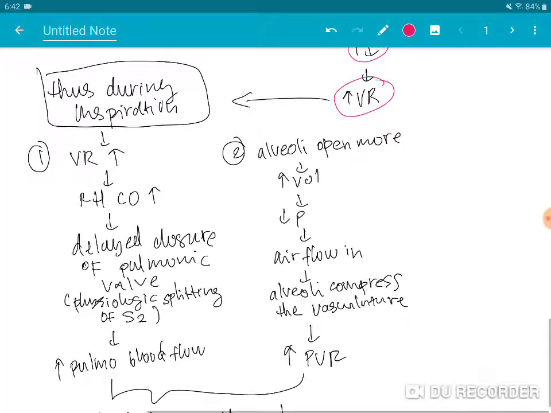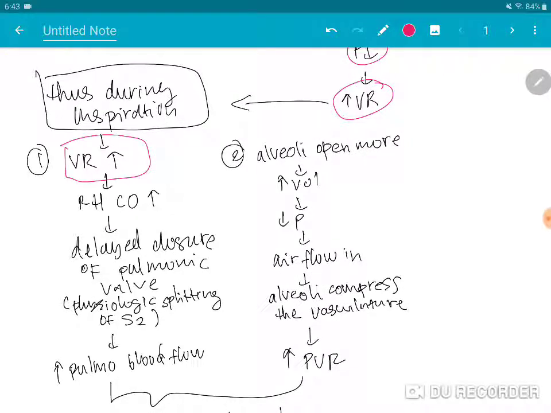So what happens during inspiration? As I mentioned above, during inspiration the IPP value becomes more negative and PTM becomes more positive. It opens up the structures, right? These include the right atrium and the great vein, so there is increased venous return due to the decrease of the pressure, right? So you have increased venous return. When there is increased venous return, that means more blood flow to the right atrium. So you have increased cardiac output of the right heart.